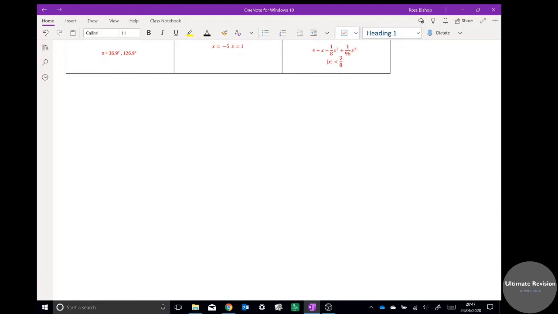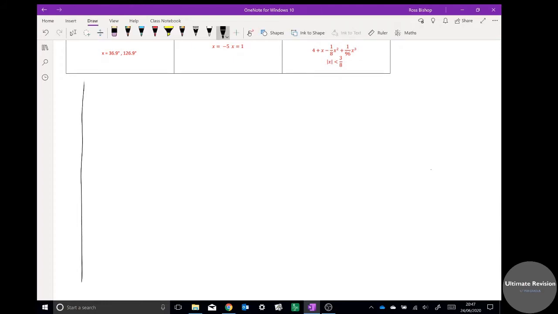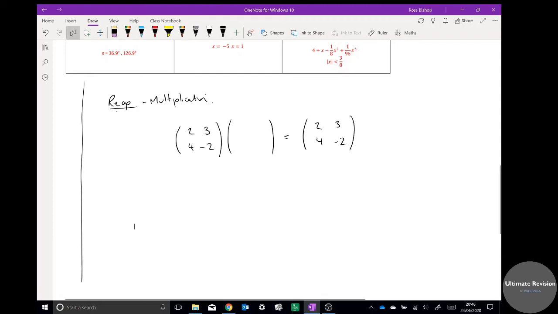We're looking at determinants today. Last lesson we multiplied matrices together, and we're going to do a little bit of a recap on multiplication. I'm just going to give you a 2 by 2 matrix, and we're going to multiply it by something, and it's going to equal itself, okay? Your task here is, can you find the matrix that when you multiply that matrix by it gives itself?